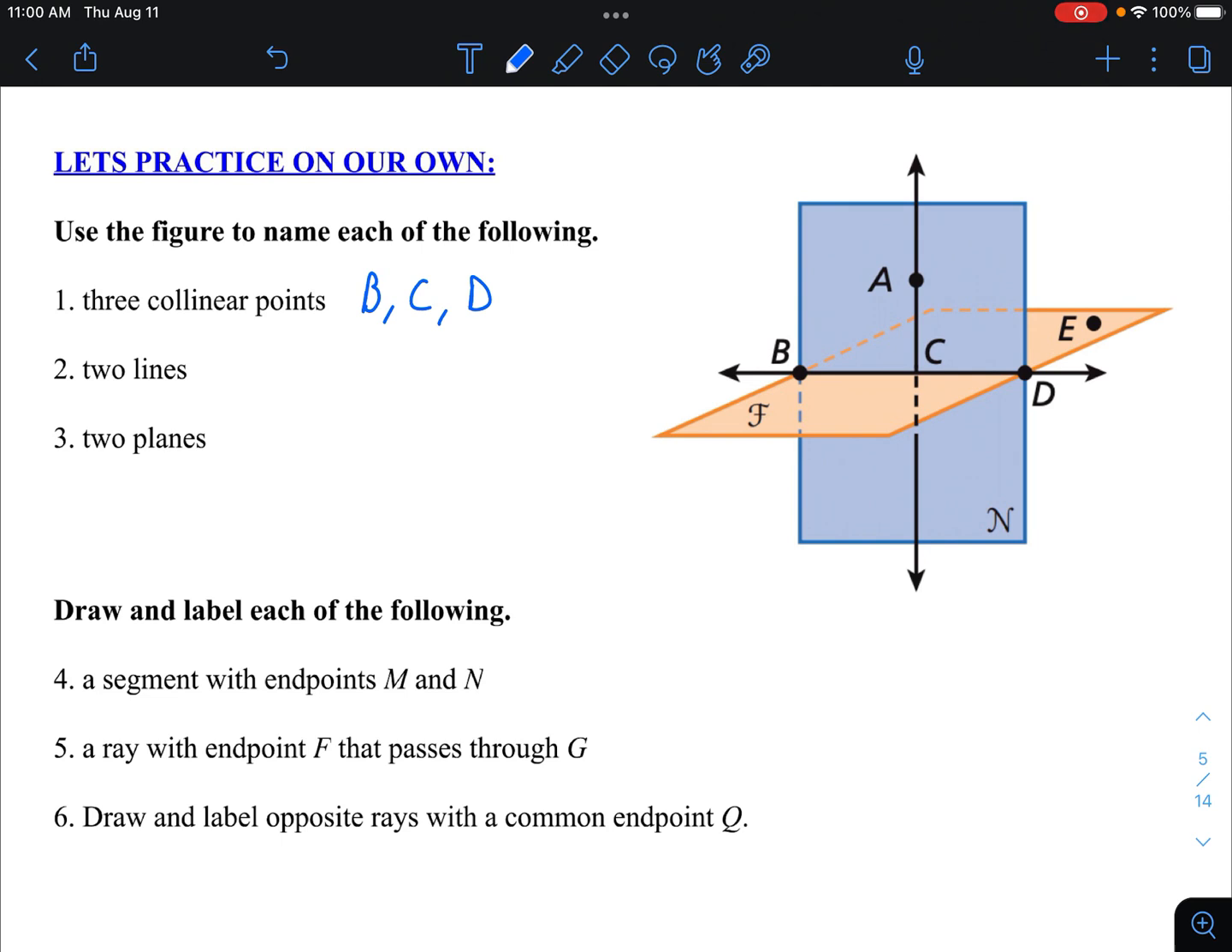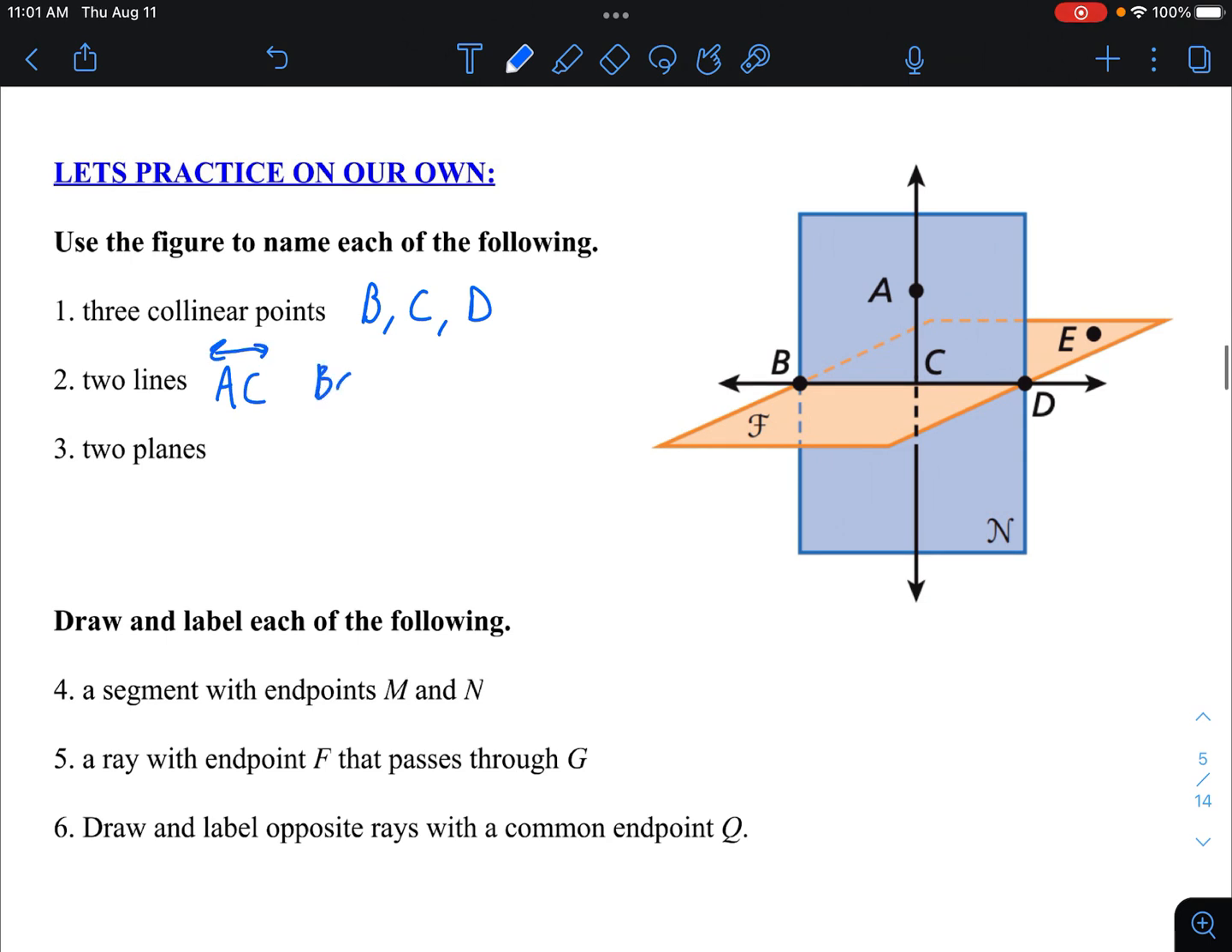If we were naming 2 lines, remember lines go on forever in both directions. We could call AC a line with the double-sided arrow. We could also do BC. By the way, you could also call a line BC, BD. You could call it DC. You could call it DB. A lot of different ways you could name that other line on that figure.